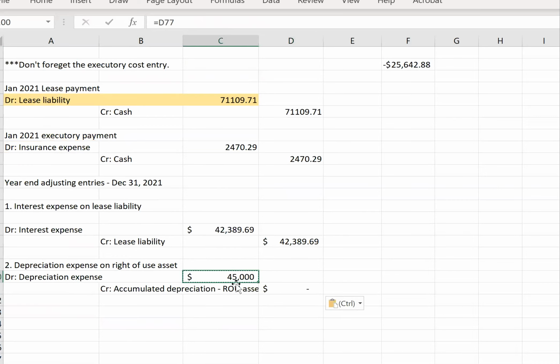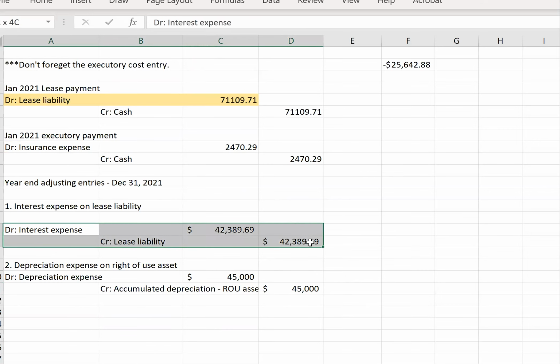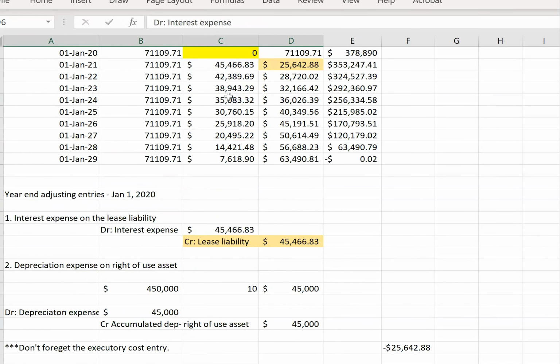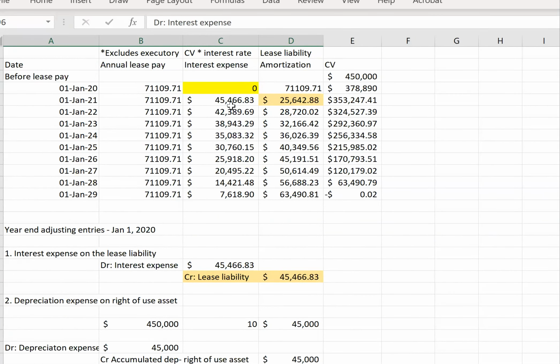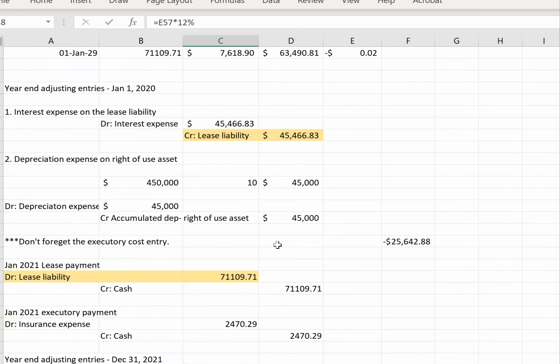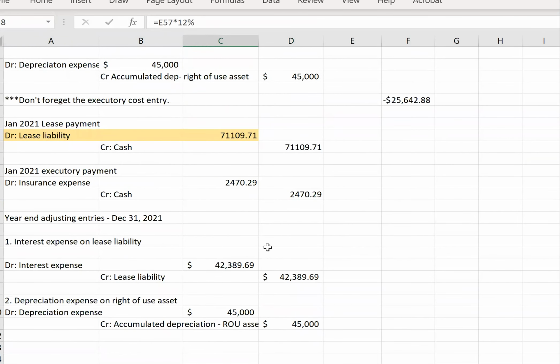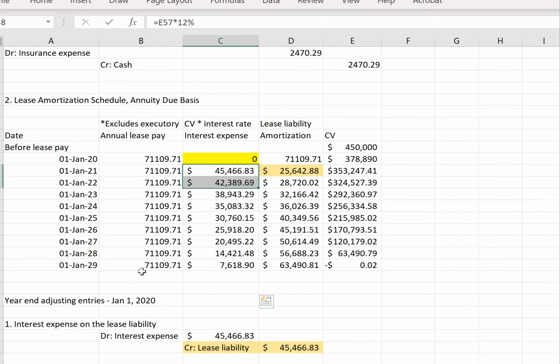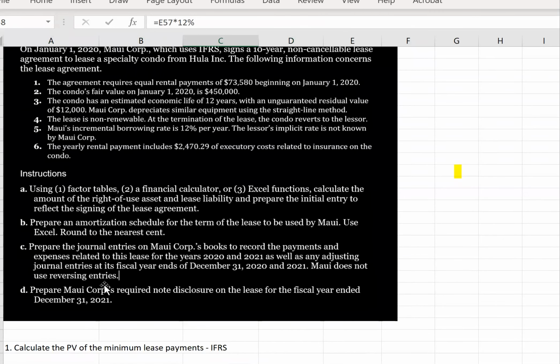So the right of use is quite simple, because it's simply our $450,000 lease divided by 10 years, whereas it's the interest expense on the lease liability where we need this amortization schedule, because we need the carrying value times 12% to get the interest expense. We need to make sure we've got these net numbers flowing through. Okay, so we finished that one off. Let's see what else we have to do in this very long question.